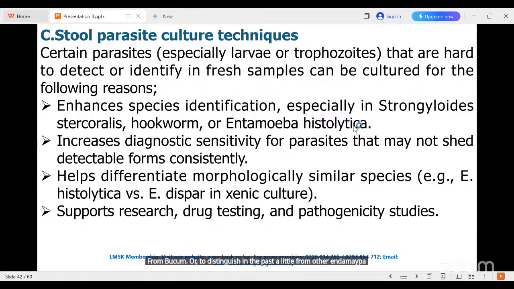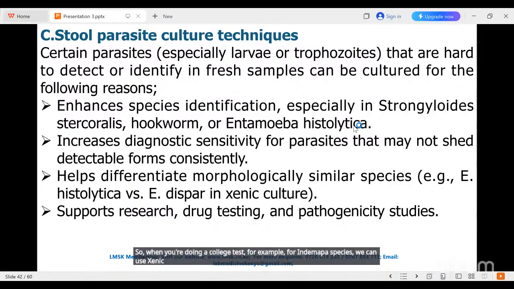It also increases diagnostic sensitivity. It also helps to differentiate morphologically similar species, e.g. histolytica and dispar. So when you're doing cultures, for example, for Entamoeba species, we can use xenic culture techniques or axenic. Axenic is where you don't use a bacterium.